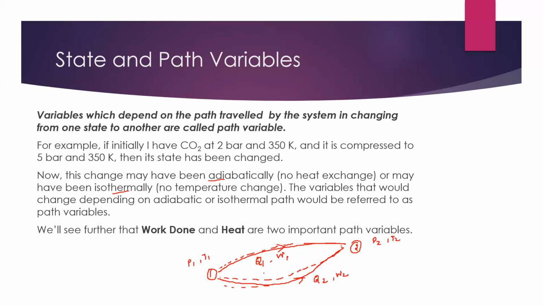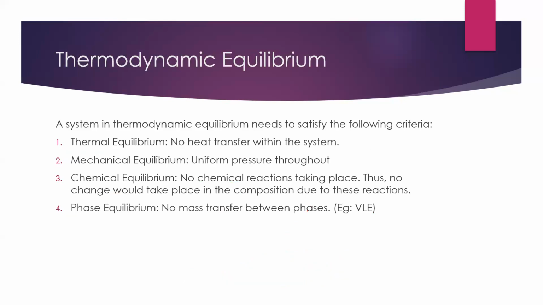So these variables which depend on the path of the system, the path which the system travels, these variables are path variables. All right. So we'll further see how work done and heat are two important path variables that depend on the path of the system. And then we come to thermodynamic equilibrium.